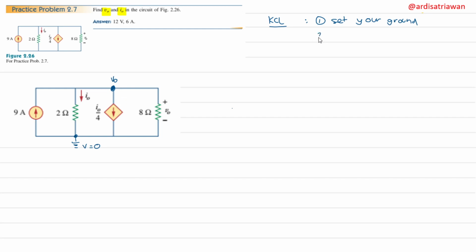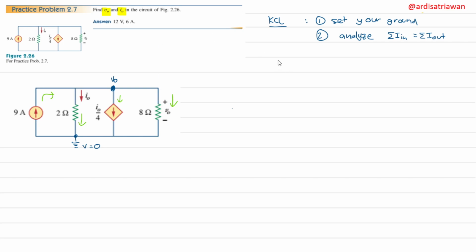And then the second step is to analyze that the sum of the current that goes in is equal to the sum of the current that goes out. Okay, let's assume the direction of the current. So this is going up. If you have a current source, just follow the arrow, and this one is already given, so we put it like that. And I want to assume that this is also going down here.